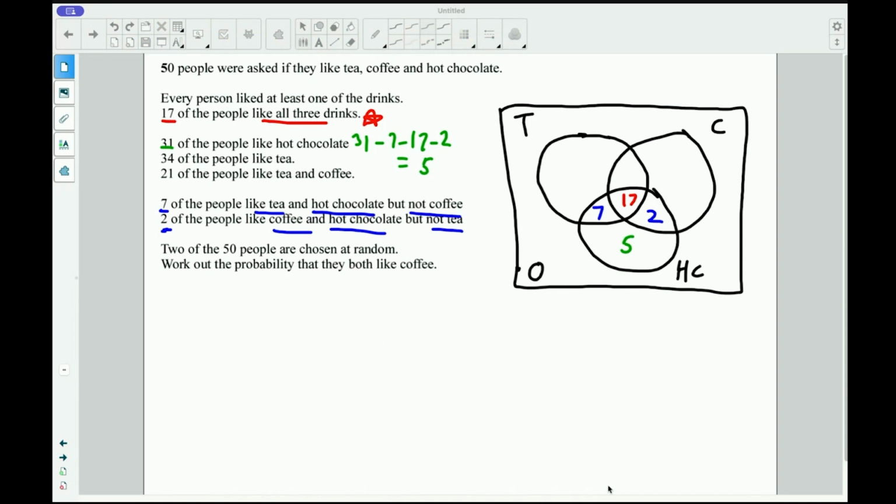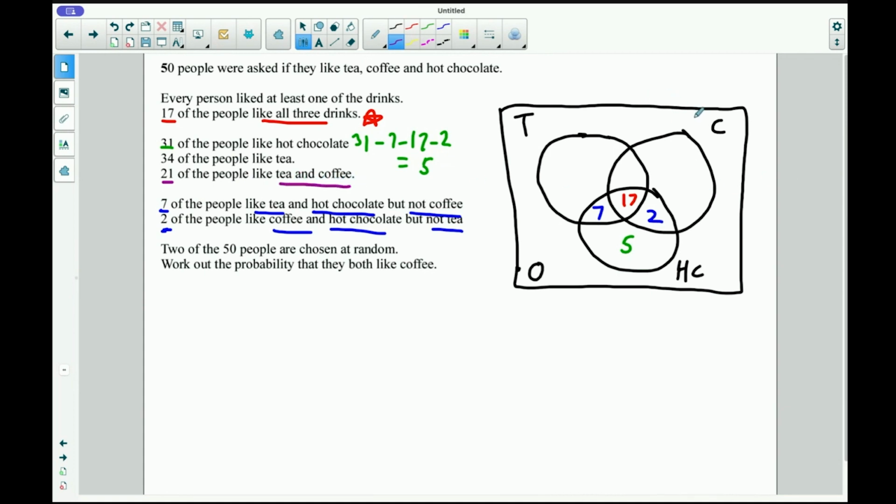Okay. And from there, let's go and fill in the rest. So let's see what else we need. What else can we figure out? We've got 50 people altogether, 34, 21. So again, most specific to least specific, 21 people like tea and coffee. So let's go ahead and work through this one. I'm going to do this in purple. 21 people like tea and coffee.